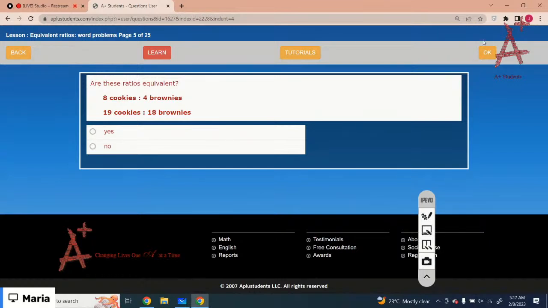So it is 8 over 4 equals 19 over 18. Are they equivalent? Just do 18 times 4 and 19 times 8, no, they are not equal. 4 times 9 is 36, 4 times 76, no, they are not equal. The correct option is no. That's the one we did in tutorial. Got it? So the correct option is no.